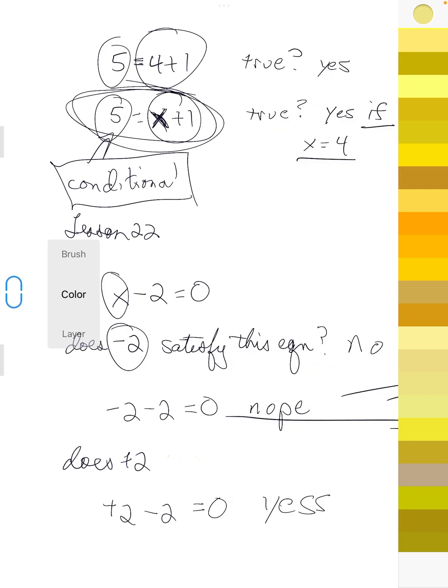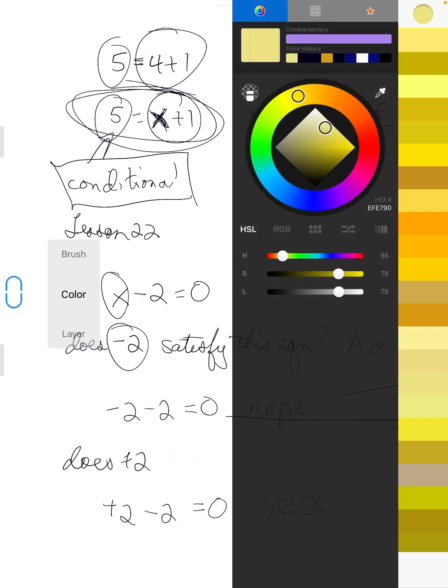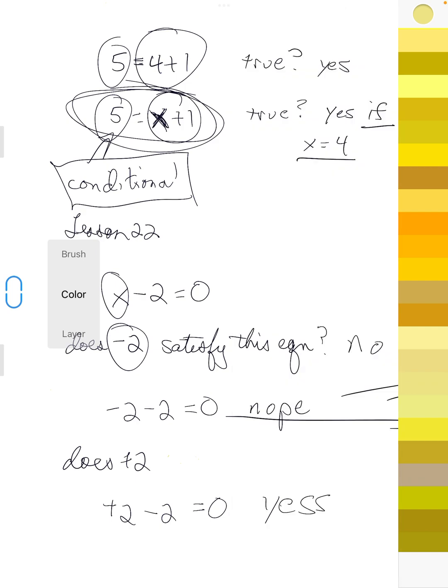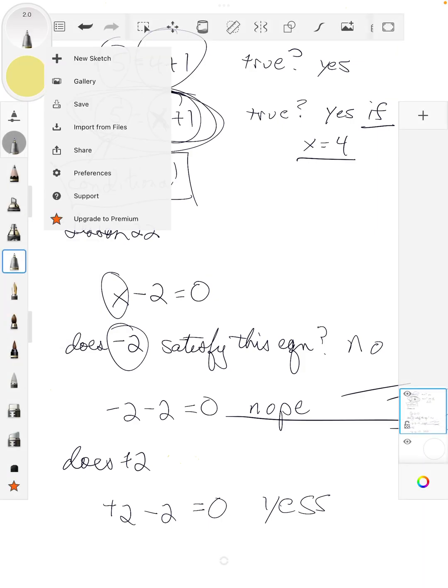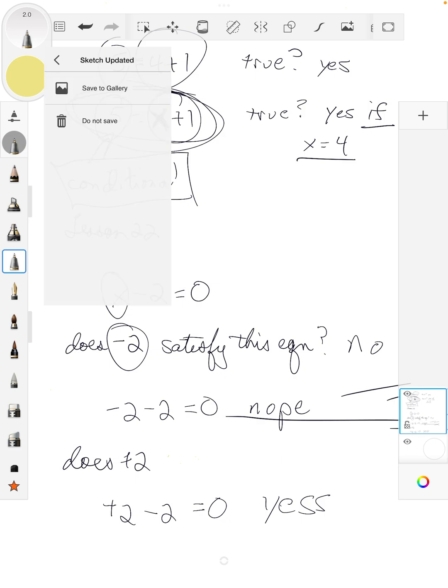Okay. Anyway, does that work? I don't know. The answer is yes, it does. That's lesson 22. Does this satisfy the equation, yes or no? And so let's go on to what about lesson 23? What is that all about?